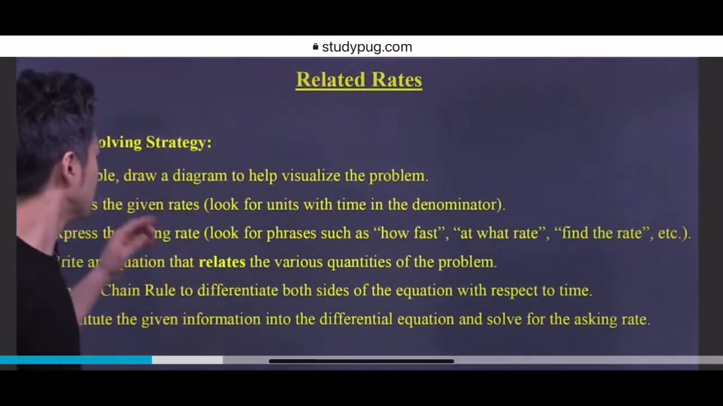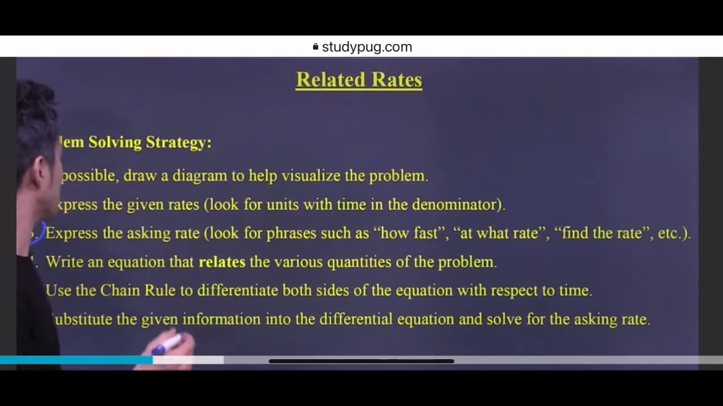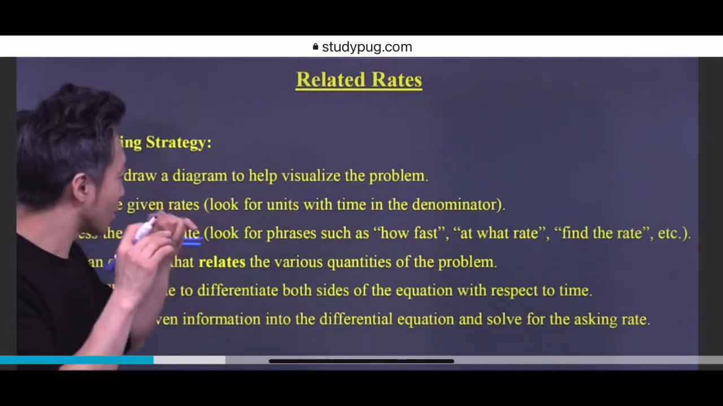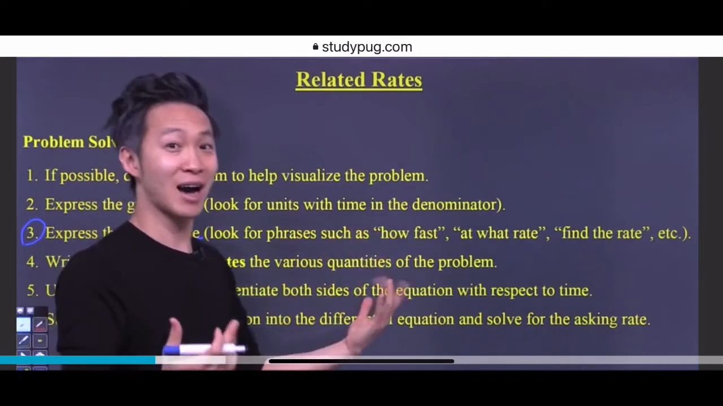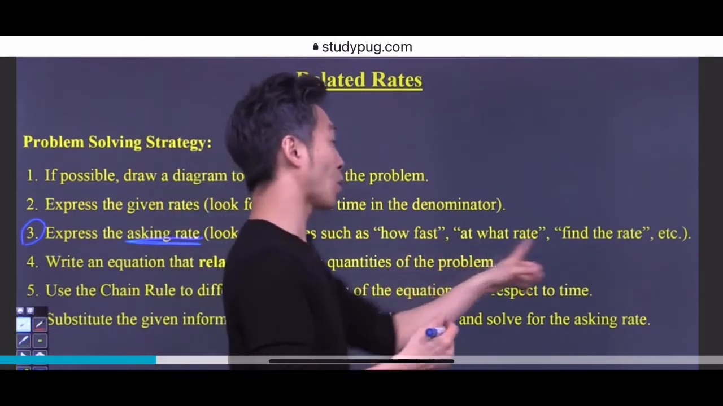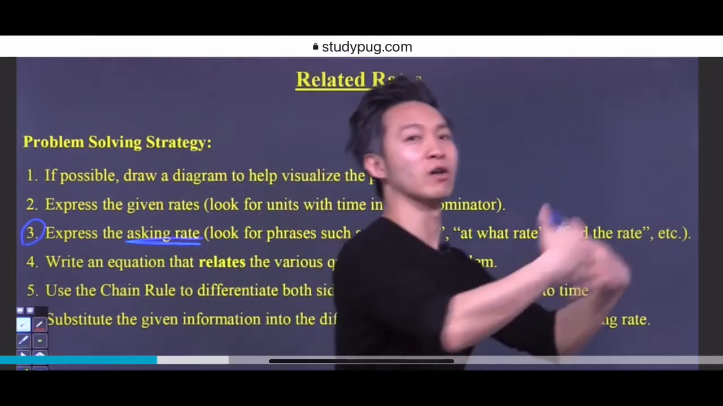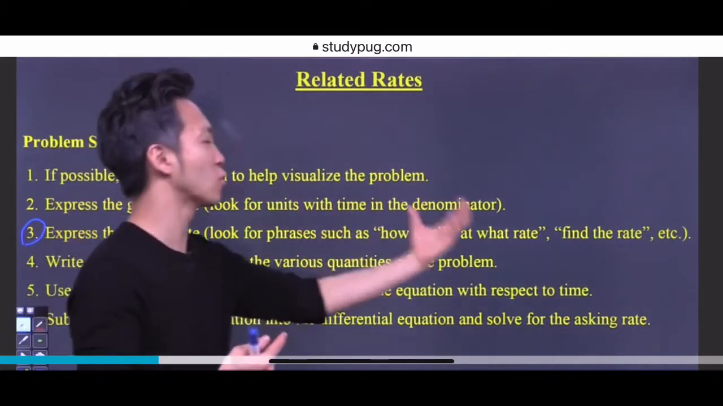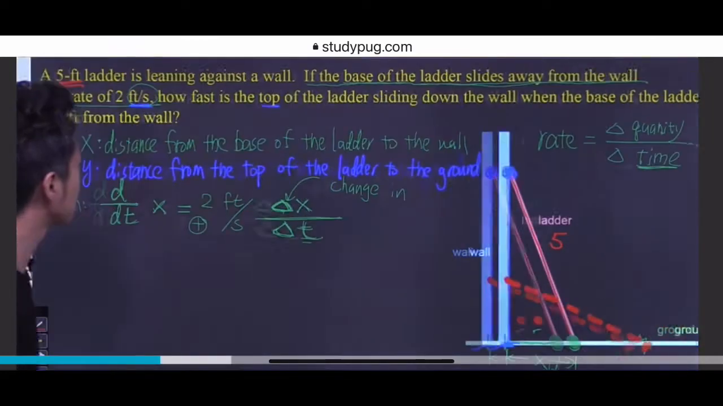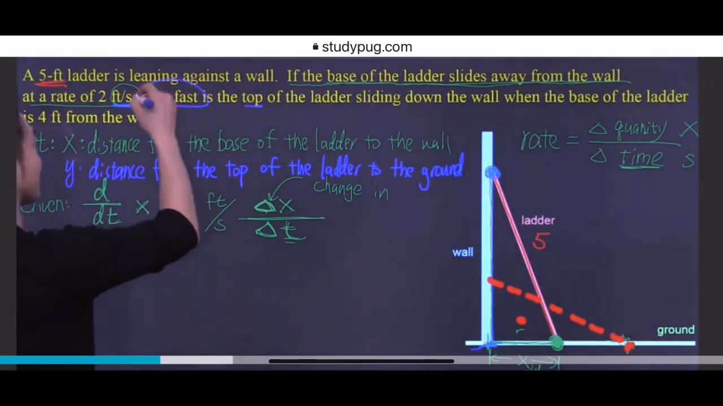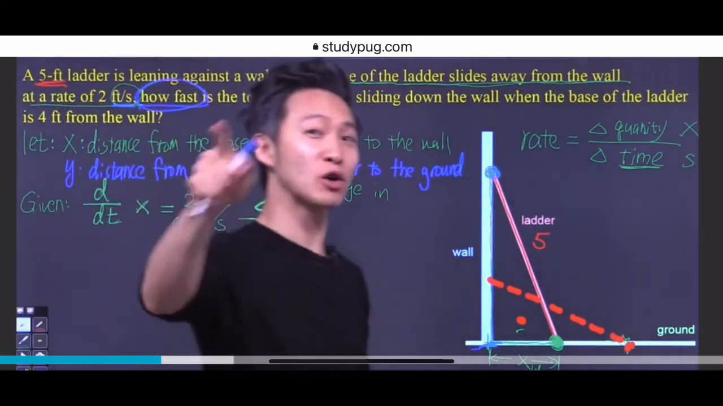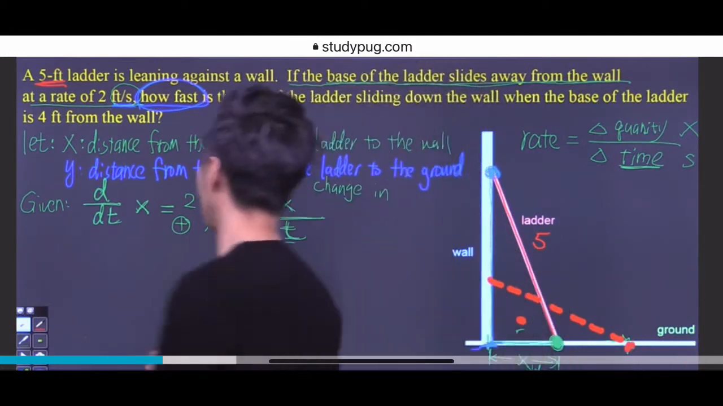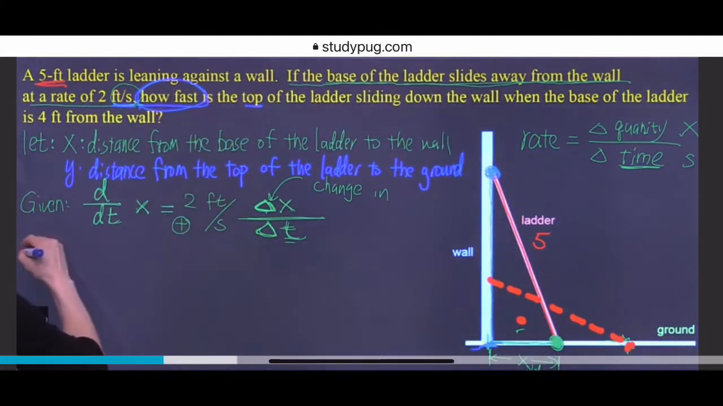To look for the asking rate, we want to look for phrases such as how fast, at what rate, asking about the rate, or find the rate of what. Asking about rate. So let's look for phrases like this. How fast, at what rate, find the rate. Right here. How fast. So now the question is asking us to find the rate of some quantity.